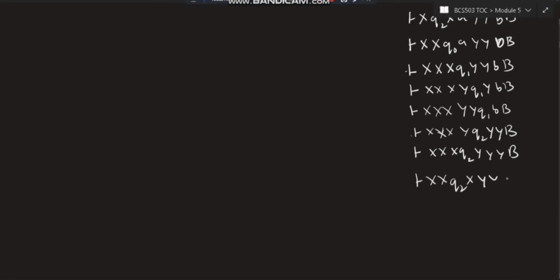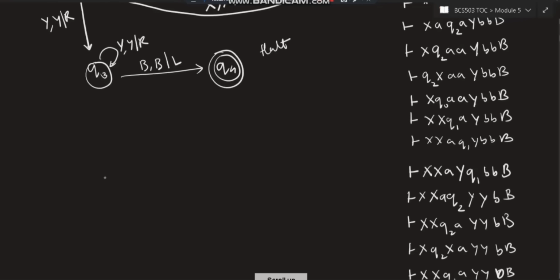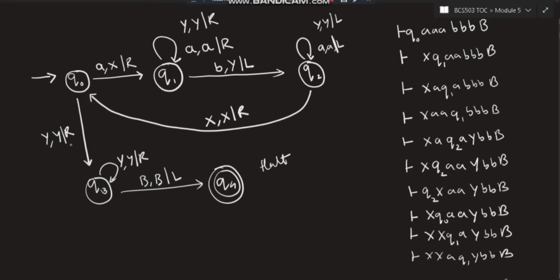Now Q0 on Y. What is Q0 on Y? Q0 on Y should remain Y and move to the right. It will become Q3 and move to the right. X X X, move to the right. This becomes Q3 Y Y B.